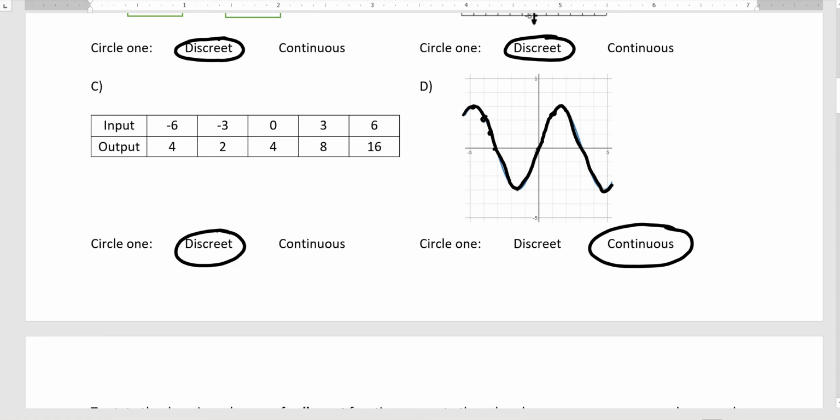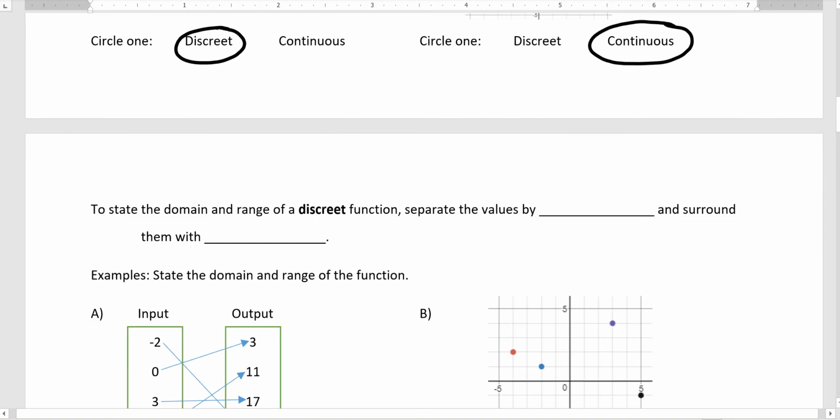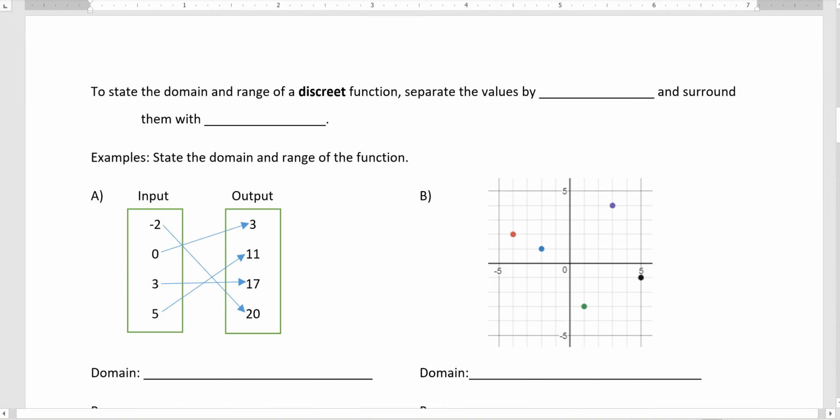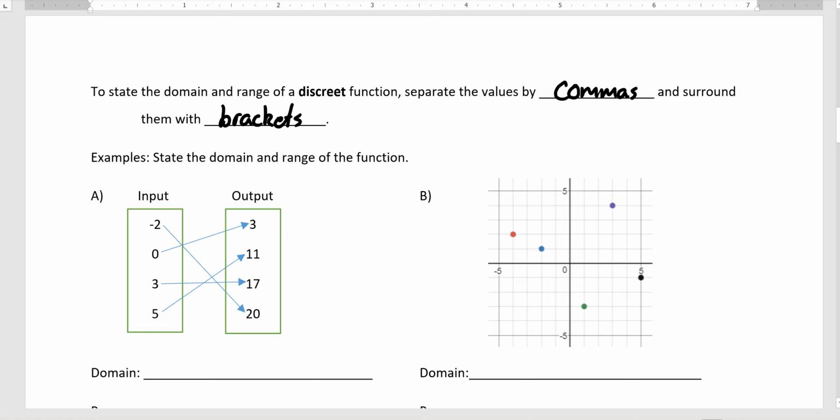If you don't understand discrete or continuous, please raise your hand, and I'll come around and try to explain it the best that I can and answer any questions that you have. All right, but let's talk about how to deal with discrete and continuous functions. To state the domain and range of a discrete function, we separate the values by commas and surround them with brackets. All right, so let's do some of these together.